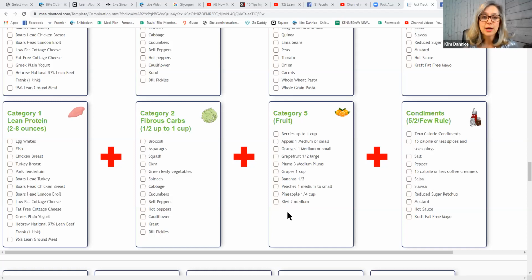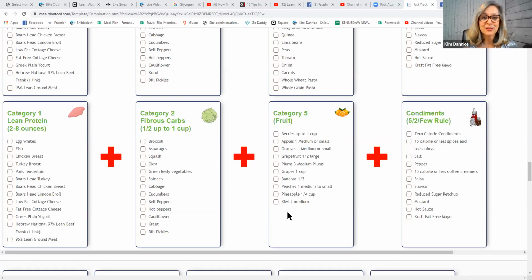I know I need to be careful with my fruit while I am in weight loss. Because remember, in weight loss, fruit has to be combined properly. In maintenance, you can have a serving of fruit by itself as a snack if you'd like. But in weight loss, we have to combine it properly. So I'm thinking, I want some berries.